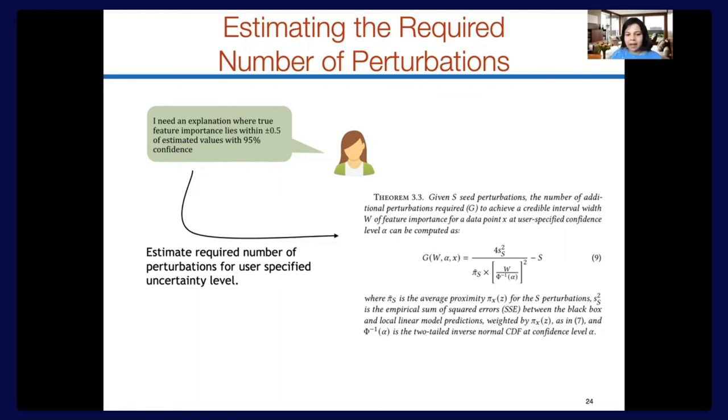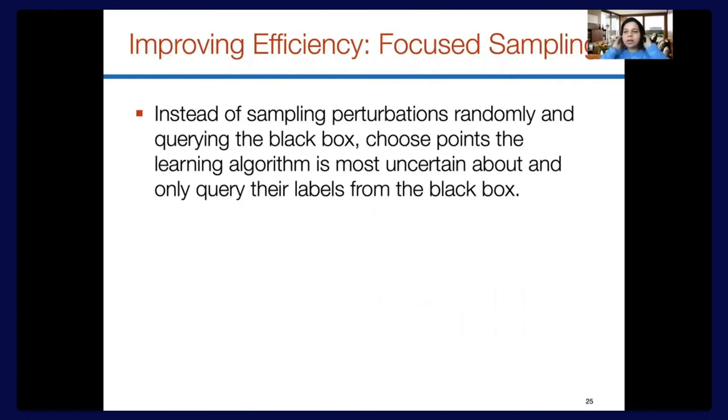All right. Then apart from all this, we also try to come up with a focus sampling procedure. The perturbations in LIME are basically randomly sampled, right? You take a point and then you add random noise, you get some perturbations around it. Now we were like, what if we were to make this more efficient? In such a case, we could sample perturbations in such a way that we are only taking those perturbations seriously to query the black box which are the ones that your LIME algorithm is most uncertain about, right?